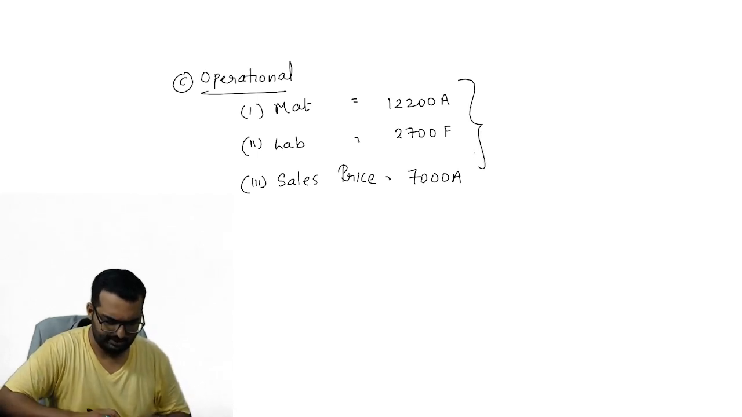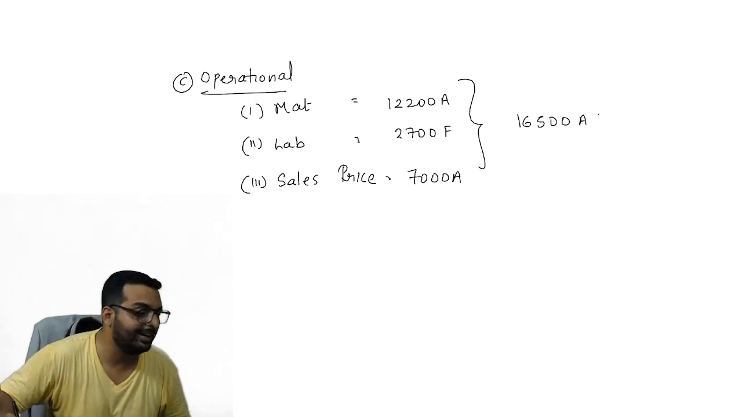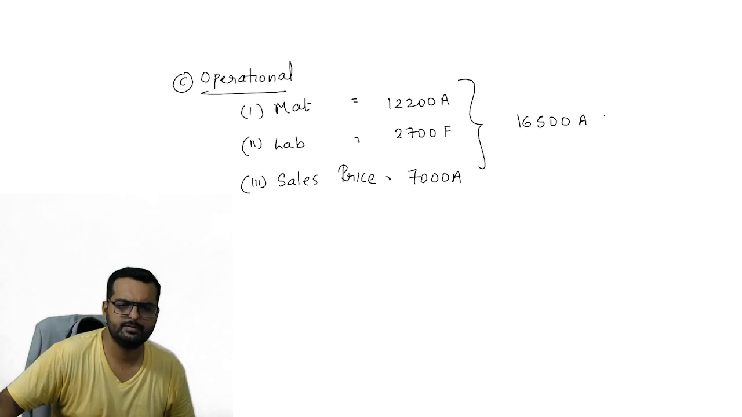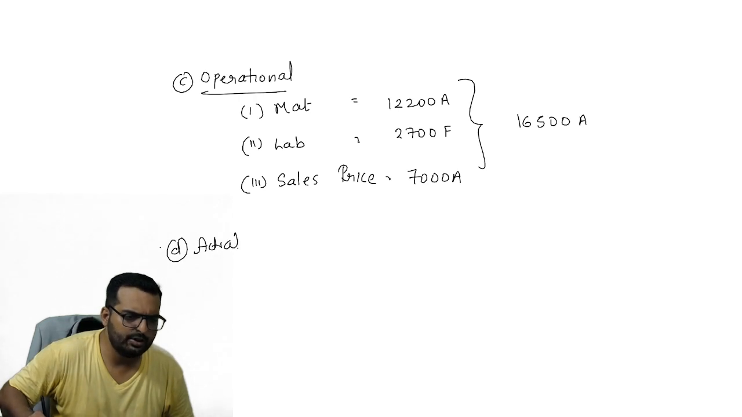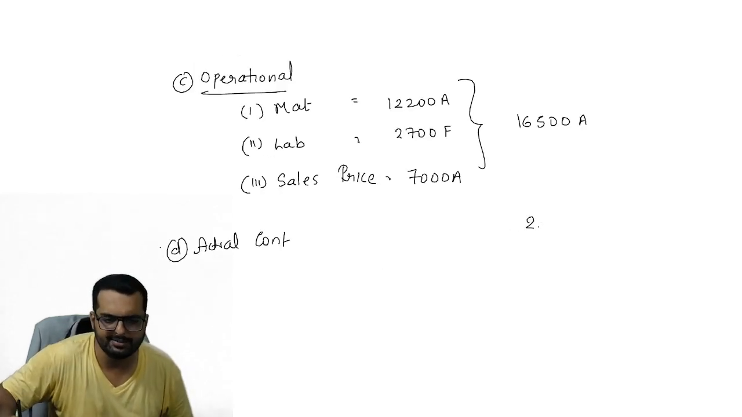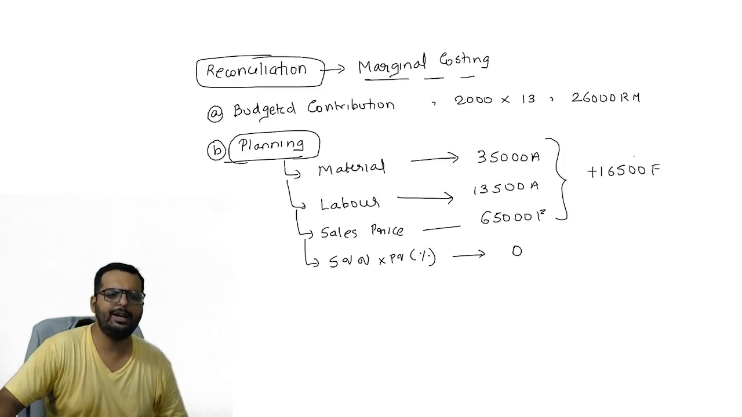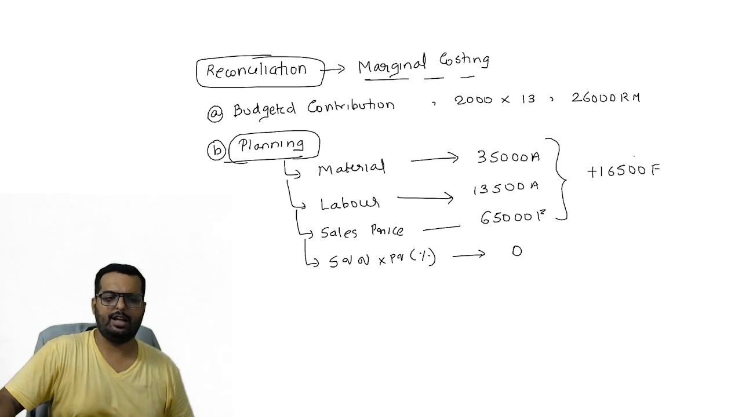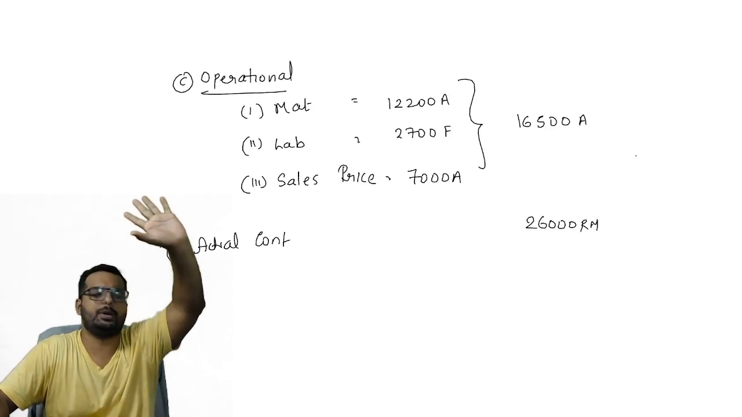Okay. So now tell me, if you take the consolidated price of all these things, do I get the answer as 16,500 adverse? Here we get 16,500 favorable. So my actual contribution, if you see, it will remain the same as budgeted contribution, because all the benefits of planning variance that we would have got, they have gone and destroyed in the operational variance.